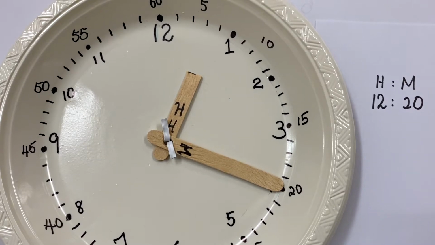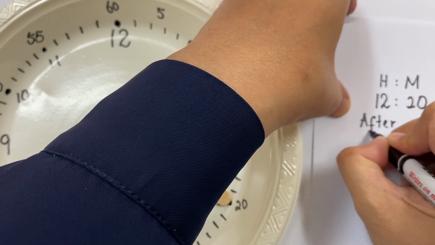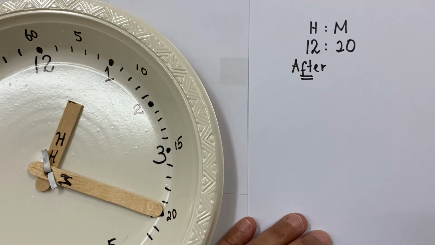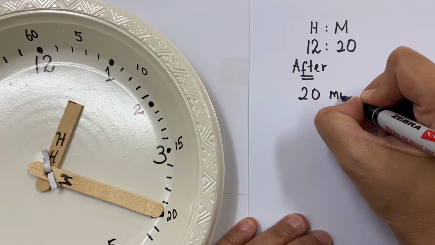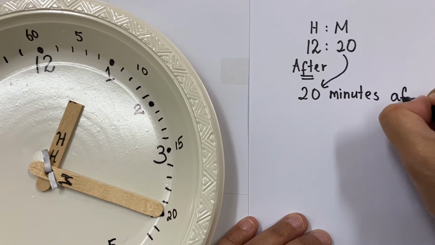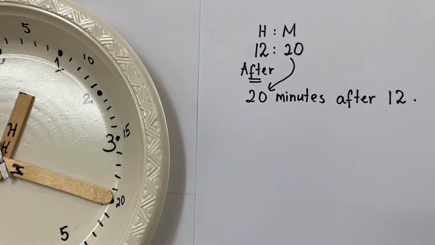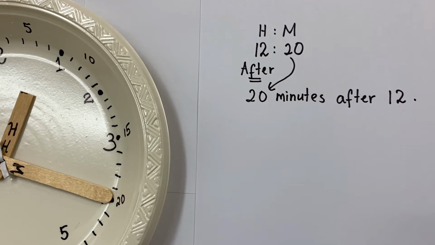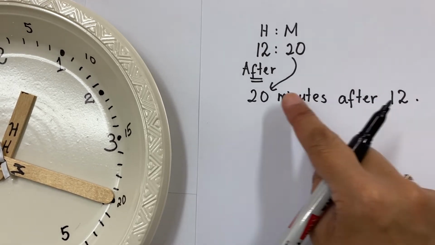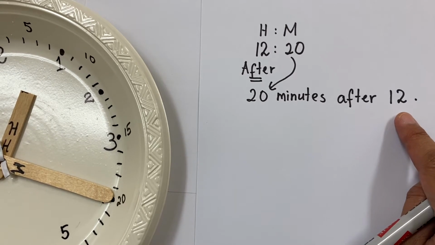Or you can use the word after. When you are using this word after, I want you to take note. Every time people ask you, what's the time? You can say, it's 20 minutes after 12. Can you see that? I'm using the minutes. So that's how you say it when you use the word after. Your minutes come first, then your hour. Is everybody okay there?